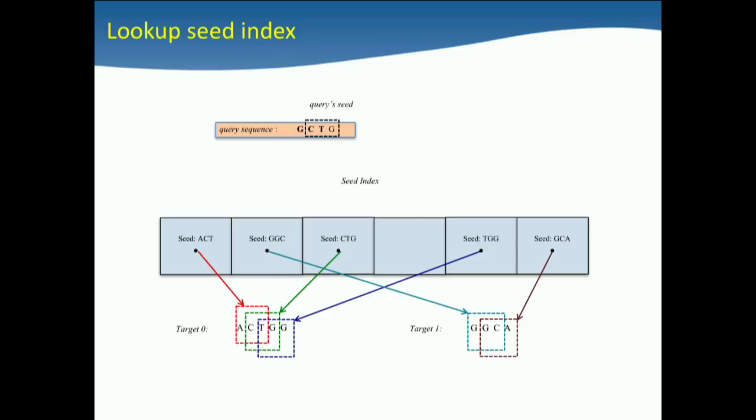And now when you need to query this data structure, you're going to do the same thing. Slide window, extract a k-mer, and then, oh, it's not found in the seed index table. Then you try the next one and see how many times it will happen. So in this case, it will happen only once.